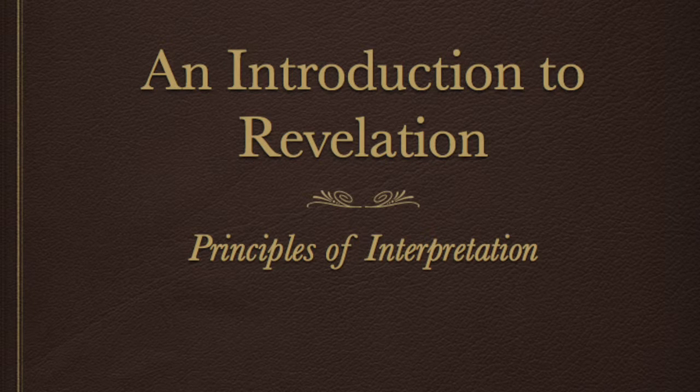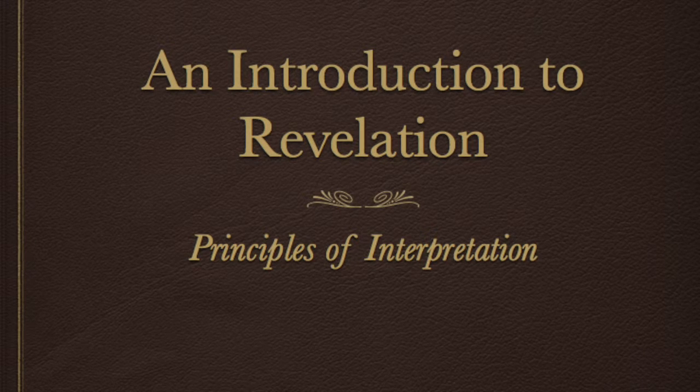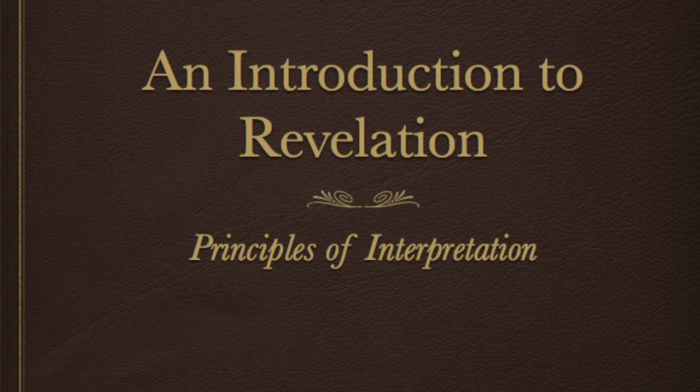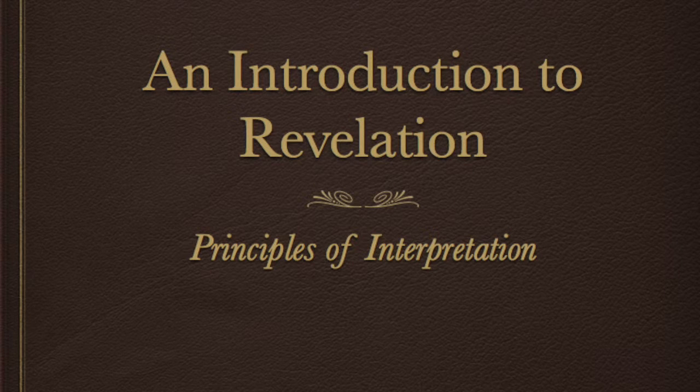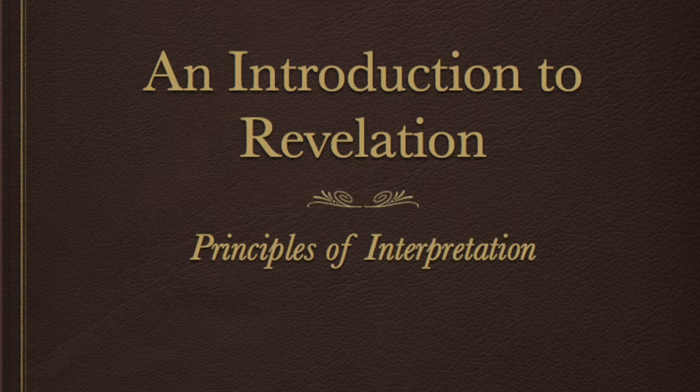Number seven, one should get the total meaning of the visions or series of visions without pressing details. So in other words, we need to get the overall meaning of the entire book or an entire passage. And that's much more important than every little detail in every little verse.